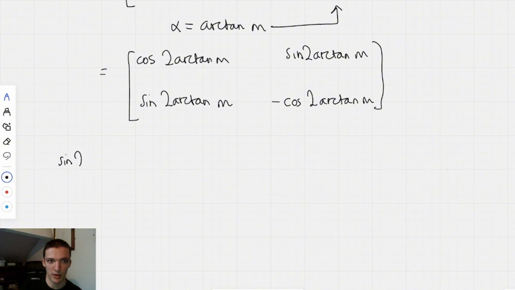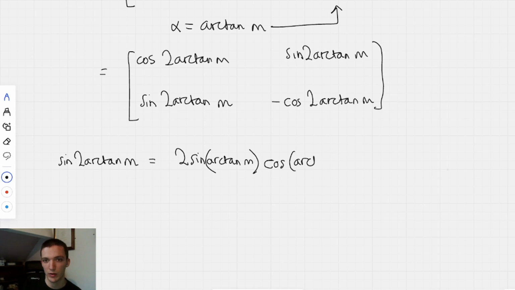Using our double angle formulae from above, we can write sine of 2 arctan m is equal to 2 times sine of arctan m, I'm going to start using some brackets just to make things a bit clearer, times the cosine of arctan m, and that's acquired by using our simple double angle formulae. Now let's draw ourselves a little triangle.